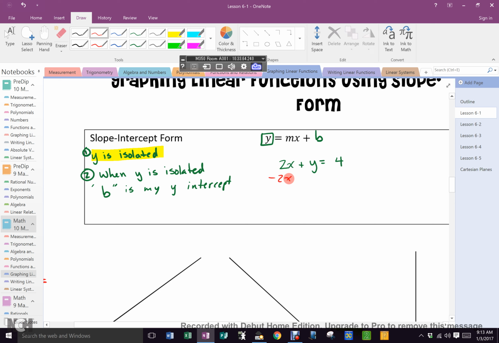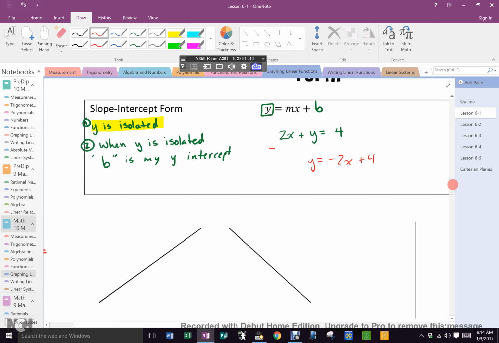Where else? From the other side. Now, can I do that? No, they're not like terms. So I end up with negative 2x plus 4, don't I? Is y isolated now? Do I now automatically know the y-intercept? What is it? 4. Everybody cool with that?